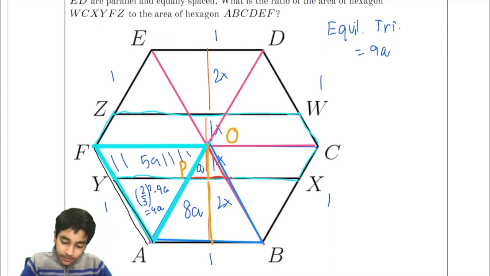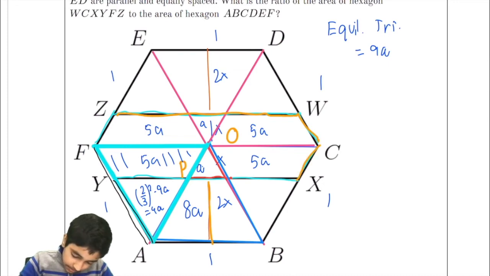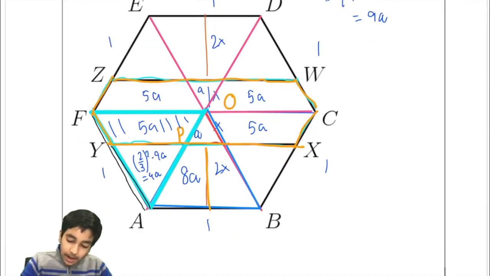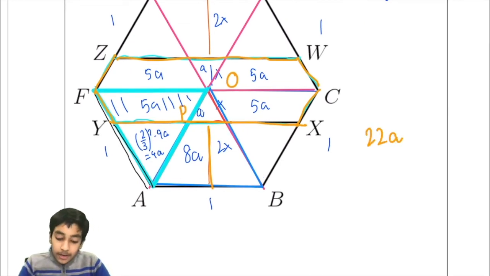Okay, so that means this is going to be 5a. The area of this region here is going to be a, and the area of this is going to be 5a. So 5a, a, 5a. The area of this whole middle region, the region we wanted to find in the beginning, is going to be equal to 5 plus 5 plus 5 plus 5 plus a plus a, so 22a. So this middle region is 22a.